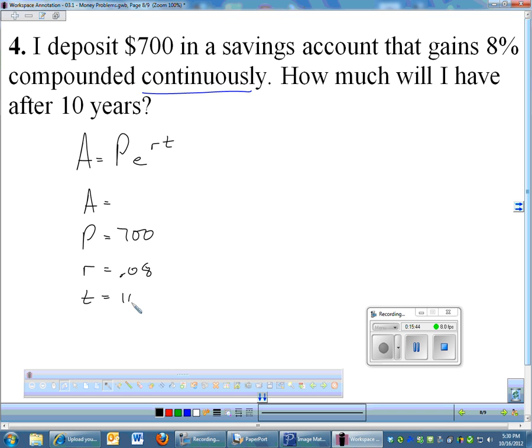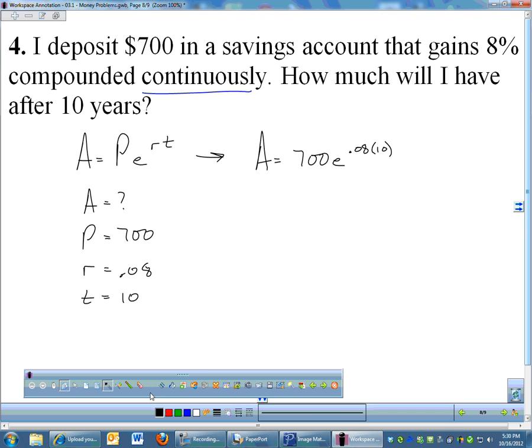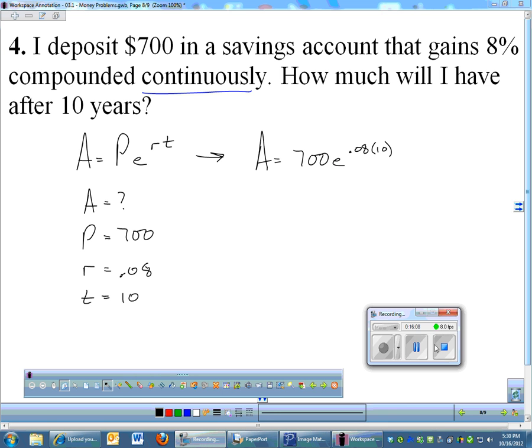So T is going to be 10. We're looking for A. So this problem is going to set up kind of nice. A is P, 700, e to the 0.08 times 10. That's going to be our problem here. We'll punch that in the calculator. And hang on, I'll pause it while I punch that in. And you use your E button. Please don't punch in 2.7. You have an E button on your calculator.